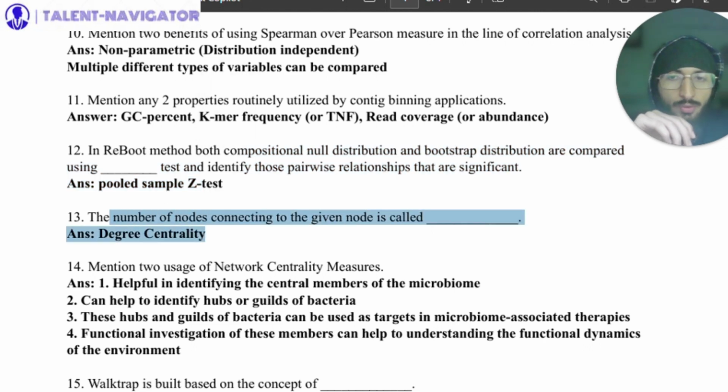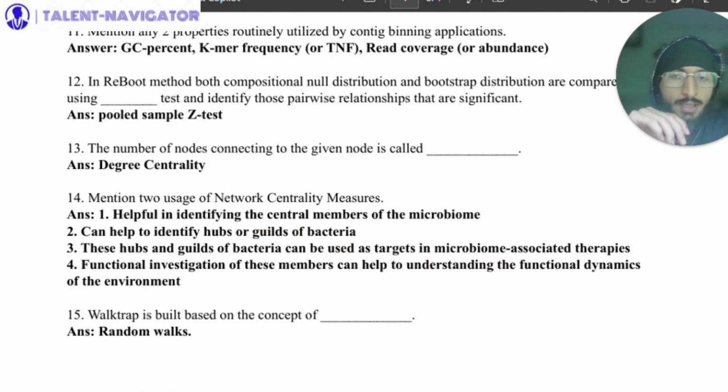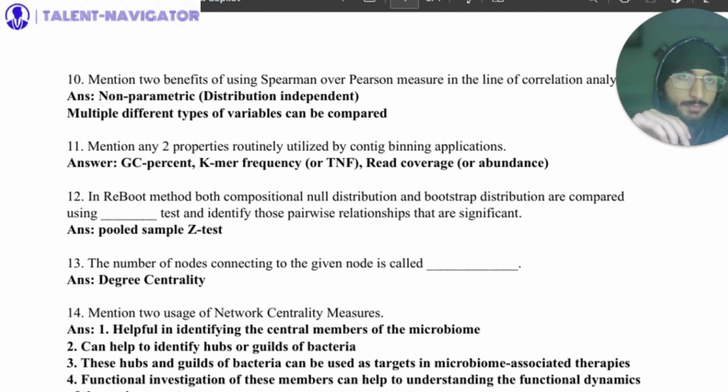Number of nodes connecting to the given node is degree centrality. Two usages of network centrality measures: helpful in identifying the central members of the microbiome, can help us to identify hubs or guilds of bacteria, identifying central members, identify hubs. These hubs and guilds can be used as targets in microbiome associated therapies, and functional investigation of these members can help to identify functional dynamics. Walktrap is built on the random walks concept, and we have that as the final answer.